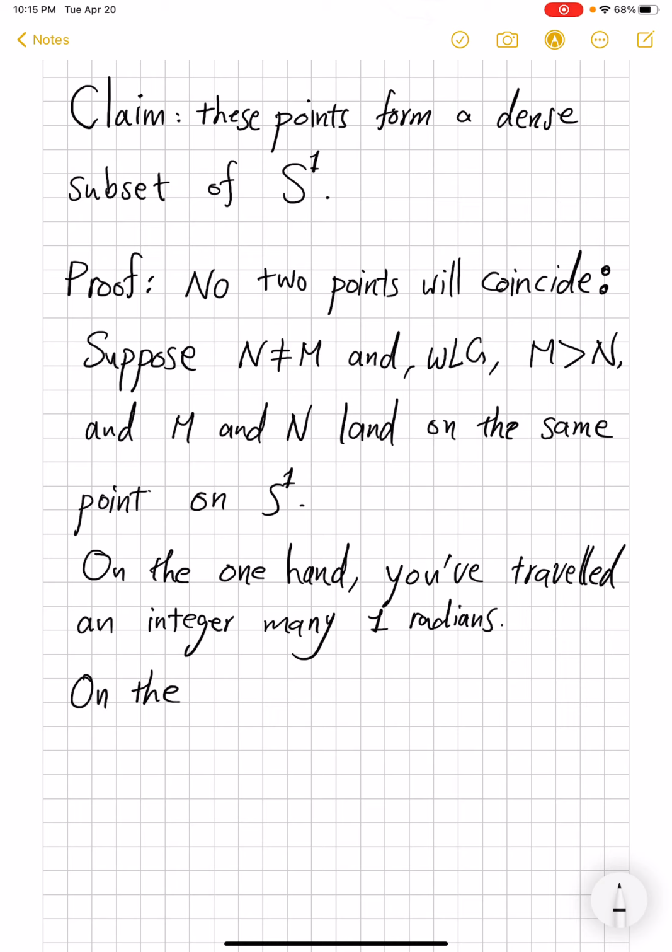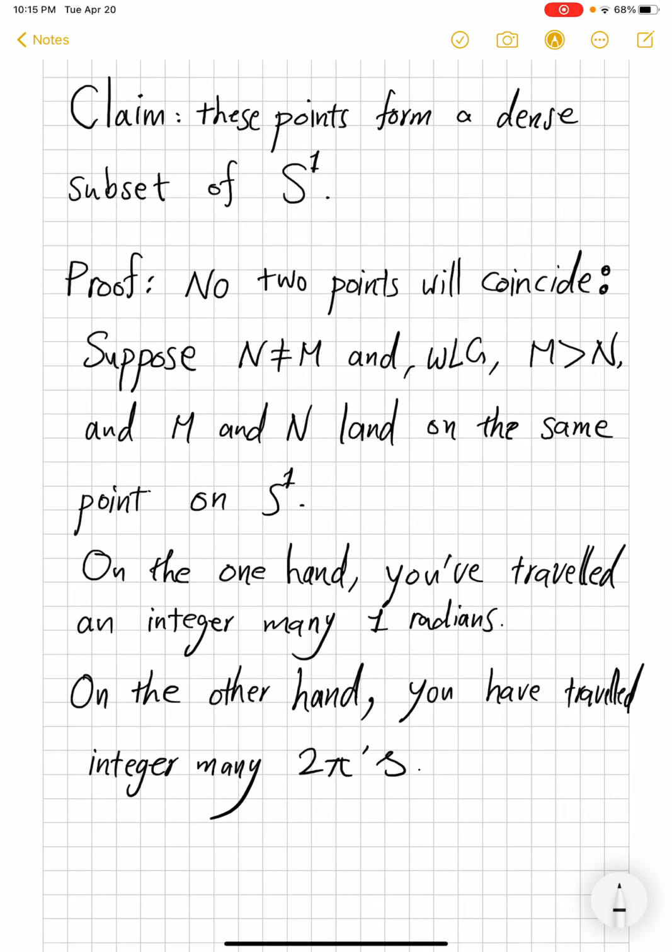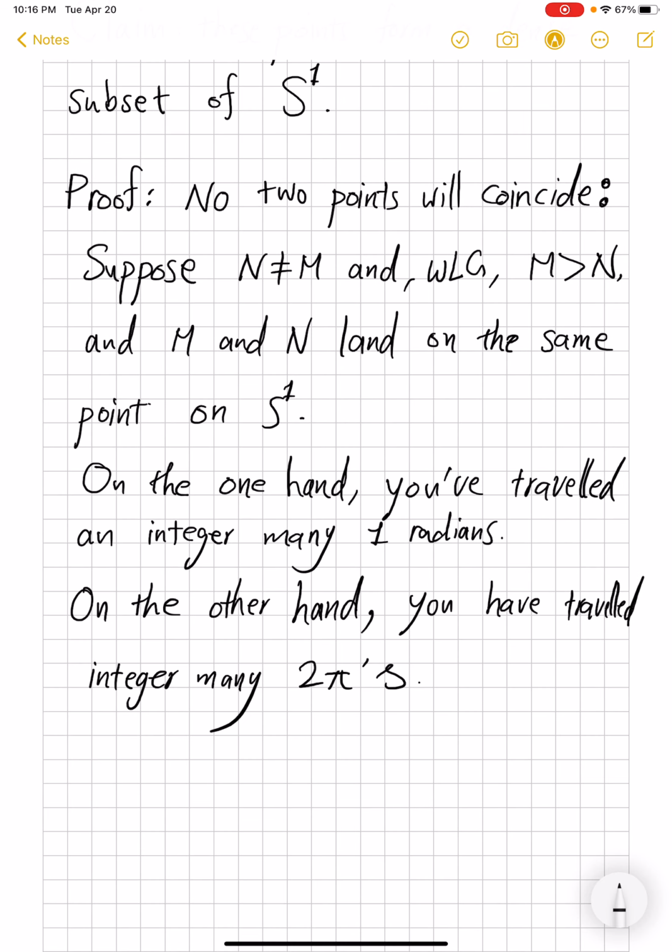And on the other hand, you don't know how many rotations around the circle you make and come back to the same point, maybe in the first one, or maybe after 1 million times going around the circle, finally m lands on n. But whatever the case, you have traveled integer many 2 pi's. So every time you make a complete rotation, you travel 2 pi radians. So you were at n and you did some rotations and you came back to n again after some time. So you've made k many complete rotations. So k many 2 pi's.